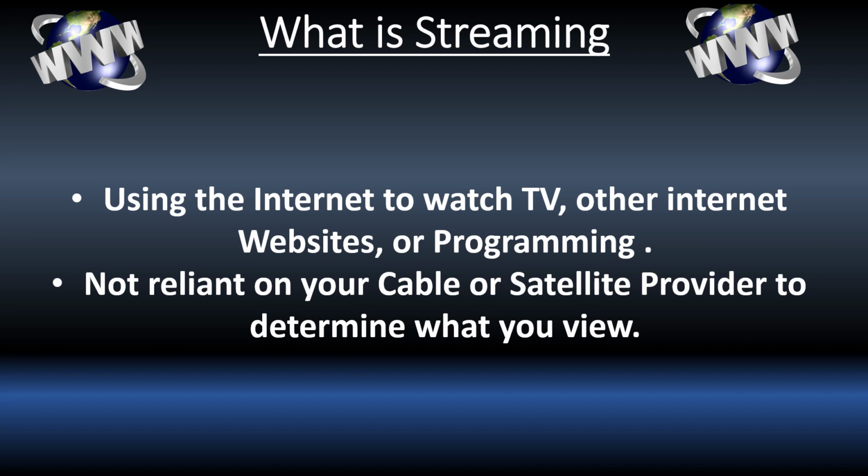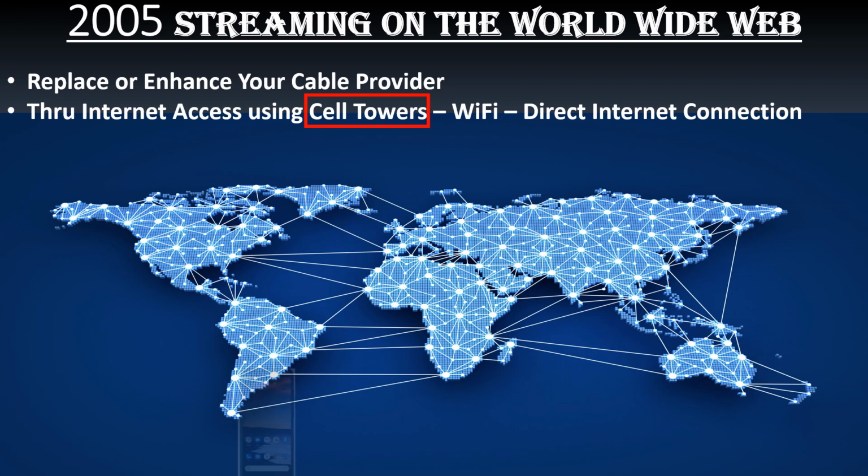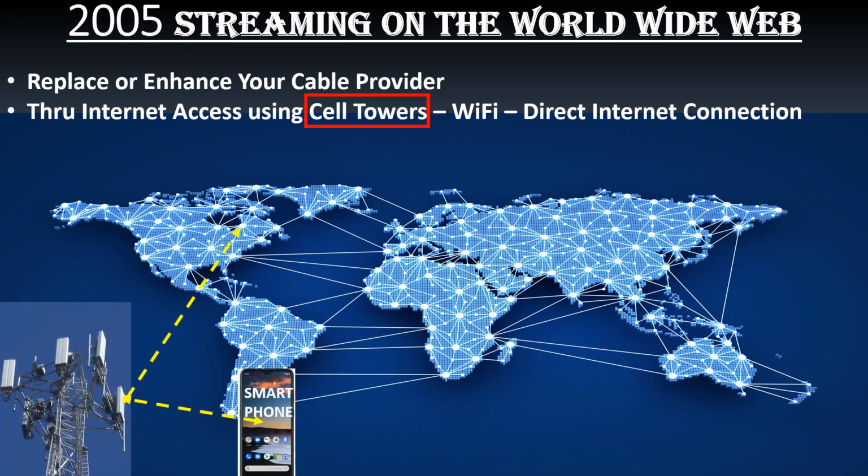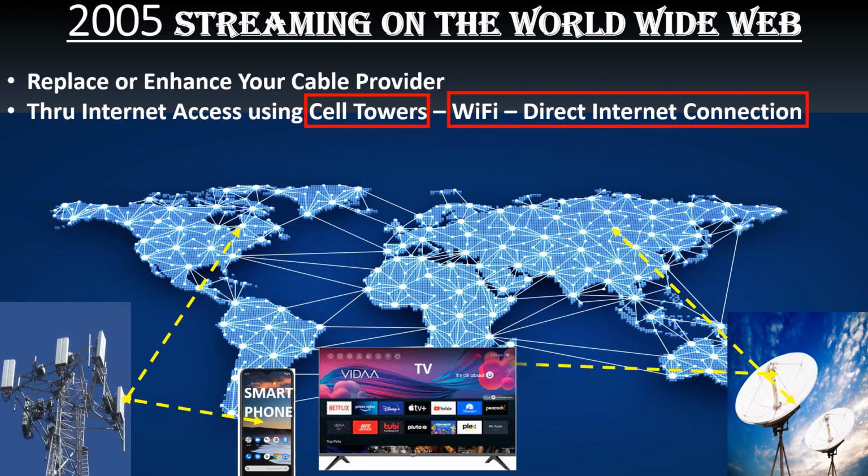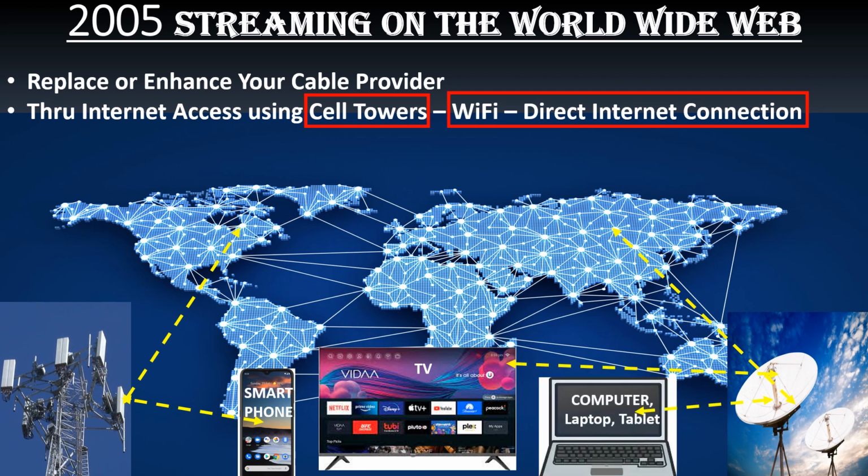So what is streaming? Streaming is using the internet to watch TV, other internet websites, or programming. It doesn't rely on your cable or satellite to determine what you view. You determine what you view. In 2005, streaming on the World Wide Web got popular, and we can also stream, first of all, through cell towers using our smartphones. We don't even have to have a television to stream with. Or we can use Wi-Fi and direct internet connections that connect directly to our TV or our computers.